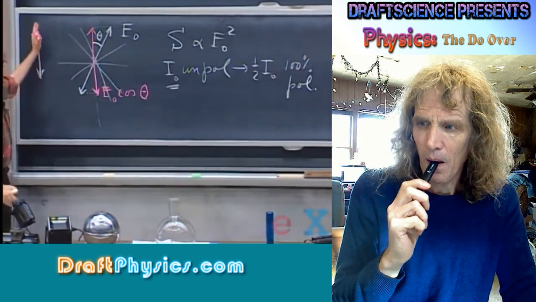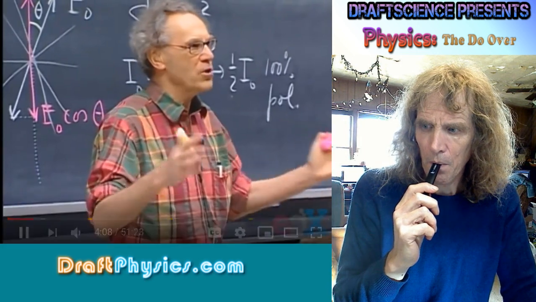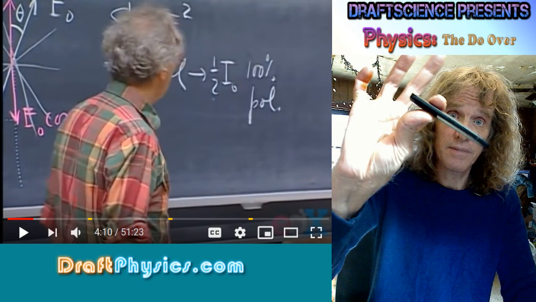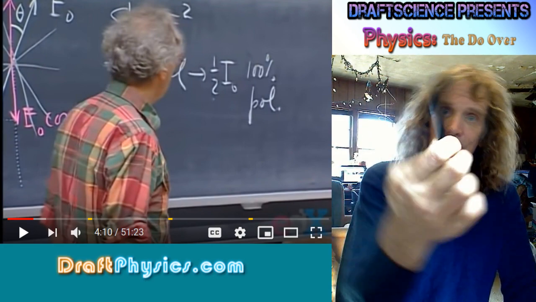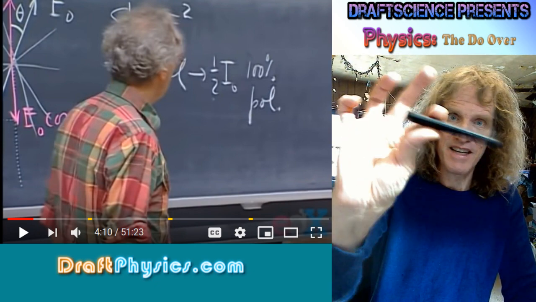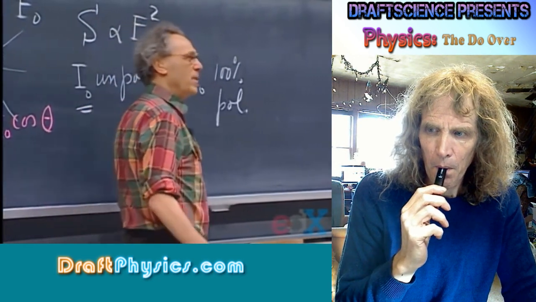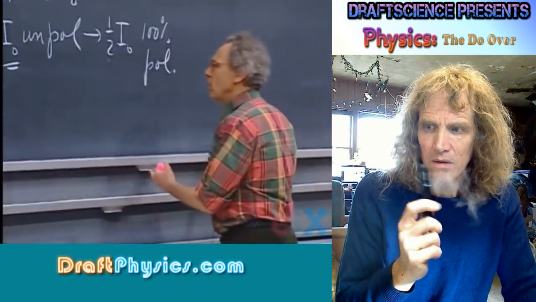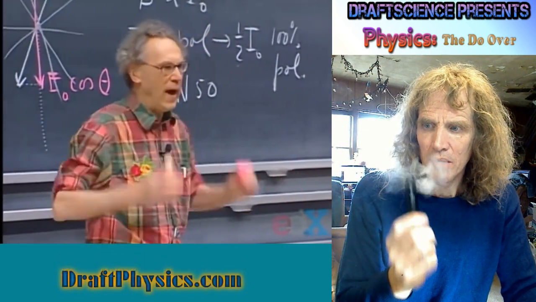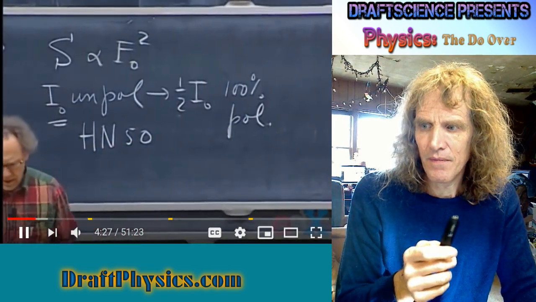Polarized in this direction. And the 1/2 is the result of the average value of cosine squared theta. No, it's the result of half the light is doing this, and half the light's doing this. The half that's doing this gets through, the half doing this doesn't get through. If this were the case, it would be an extremely ideal polarizer. We would call this an HN50 polarizer. They don't exist, it's only in your head.